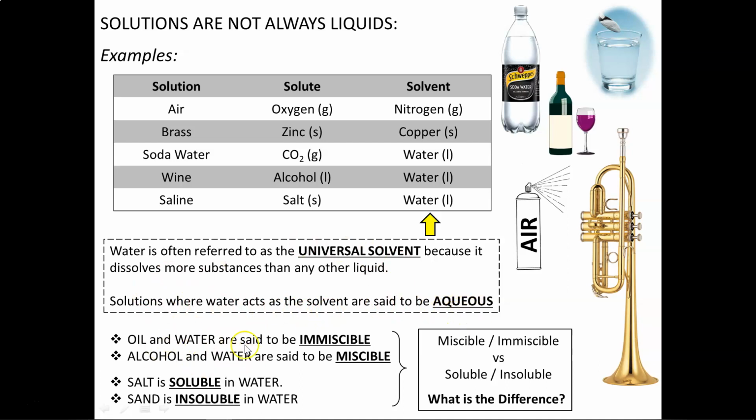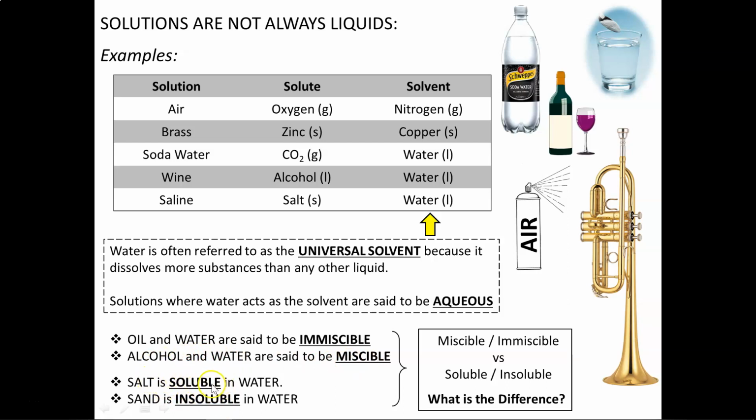Now take a look at these terms down here. Oil and water are said to be immiscible, while alcohol and water are said to be miscible. So based on these sentences, you can probably guess that immiscible means they don't mix, while miscible means they do mix. But now take a look at these two statements.